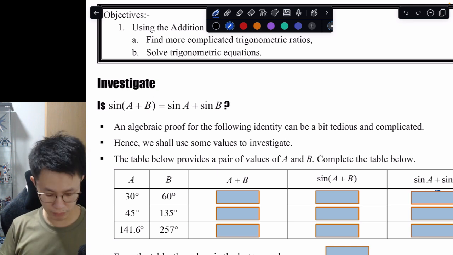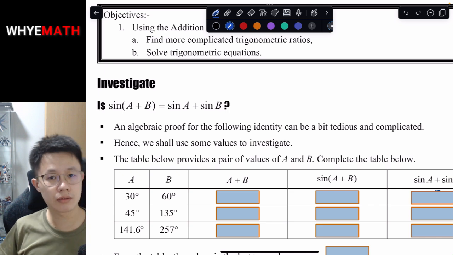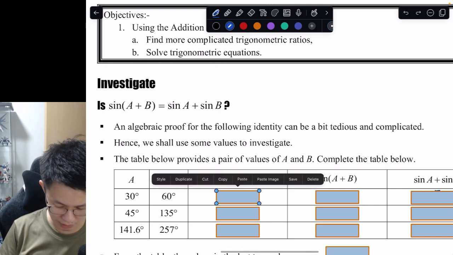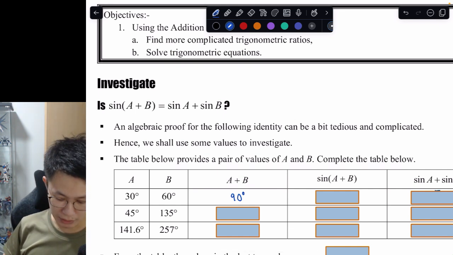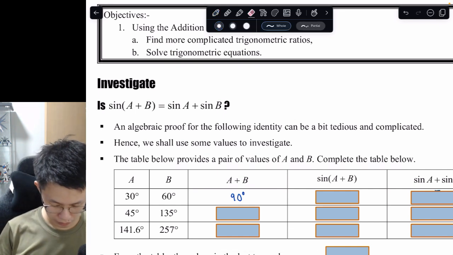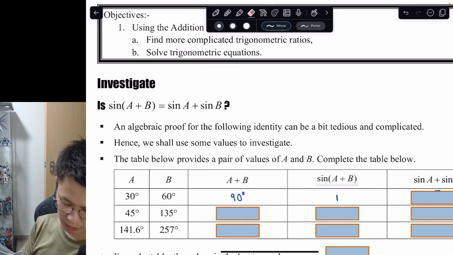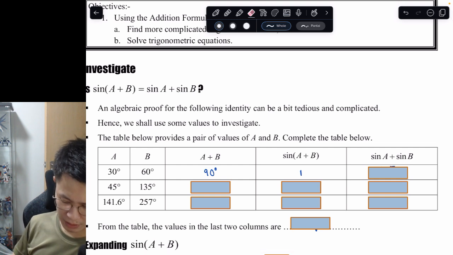So the first one we have here is, let's take A as 30 degrees and B as 60 degrees. So if we add them up, that will be 90 degrees, right? So the sine of A plus B, if you use your calculator, it actually just gives you 1, or you can, if you know your trigonometry well. So what is then sine A plus sine B?